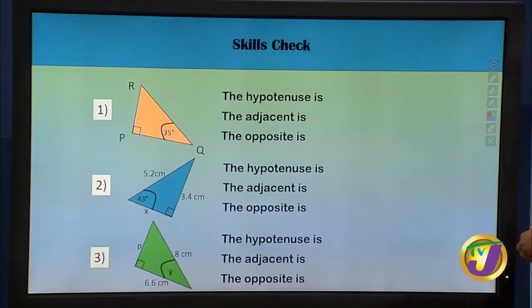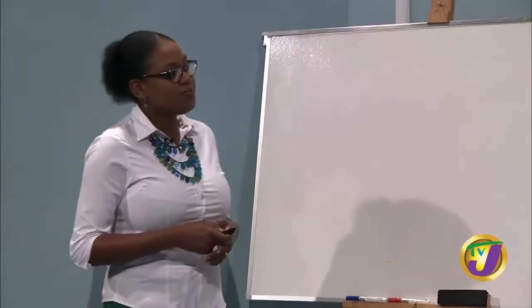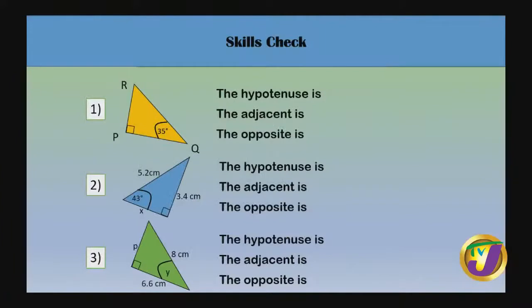All right. So as per usual, let's check and see what you know based on our discussion earlier. So the first triangle, notice in relation to angle 35, the angle measuring 35 degrees.